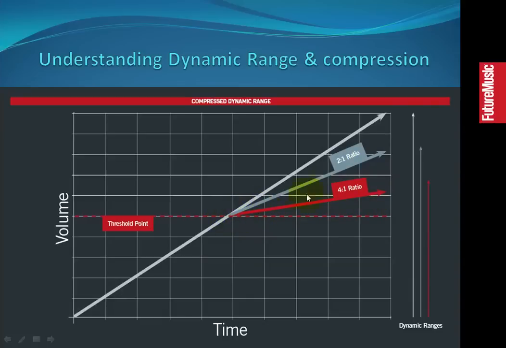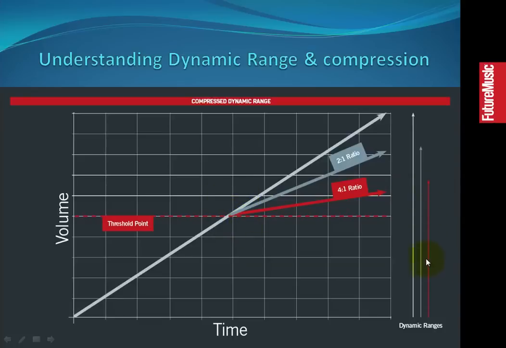A 2-to-1 ratio will half the signal over the threshold point, and a 4-to-1 ratio will quarter the signal over the threshold point. So your shout will be halved or quartered depending on which ratio it's being affected by. As a result, we can see here this red line, which shows our compressed signal.